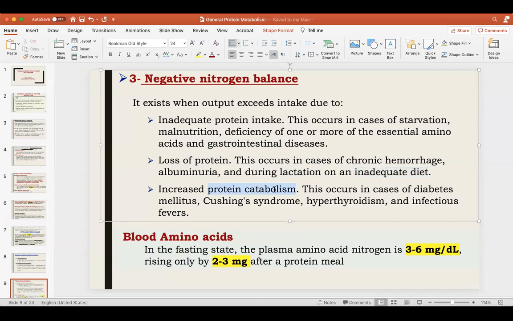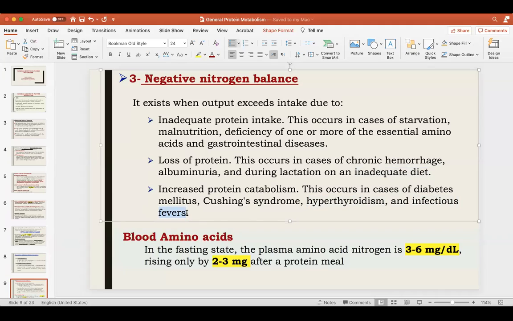Diseases which cause protein catabolism, a breakdown of the tissue protein, such as uncontrolled diabetes mellitus. There is catabolism of the protein. You are going to study Cushing syndrome in physiology. Hyperthyroidism, excess thyroid hormone as a result of disease in the thyroid gland, leads to catabolism of our body protein. Infectious diseases and fever lead to catabolism.